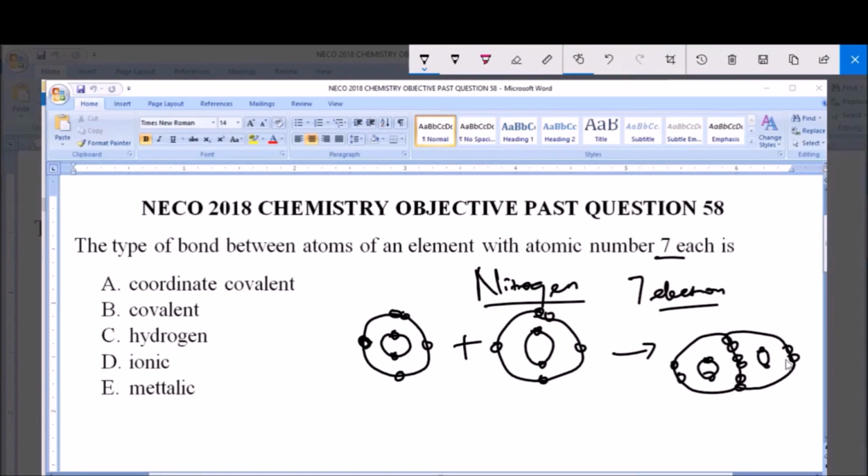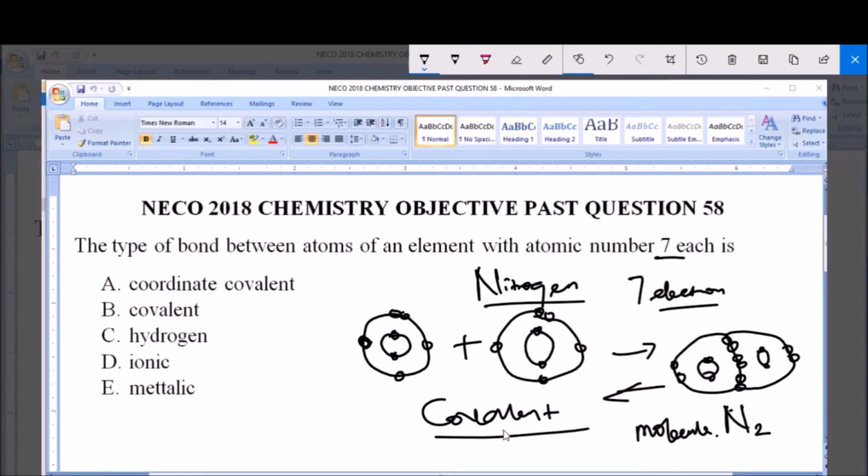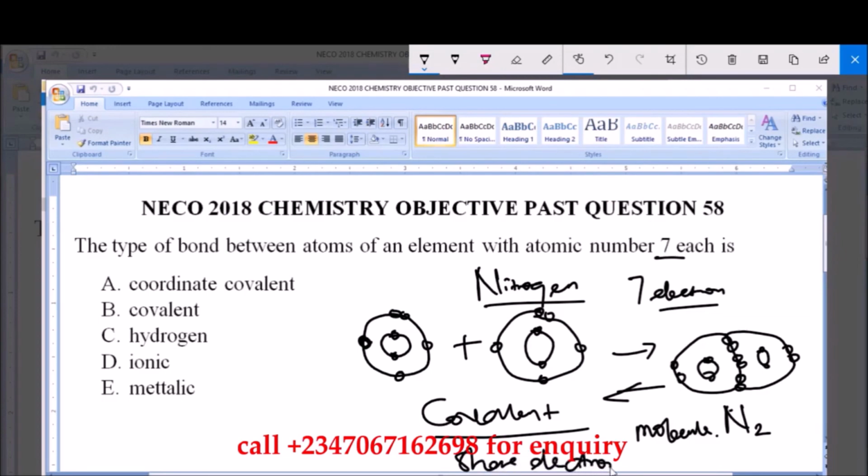So you've seen that they have a stable octet structure now, because this one is completely shared, that is paired. This is also paired, and paired. So having 8 electrons on its outermost shell, and the same too for this one, having 8 electrons on its outermost shell. So we can now call this the nitrogen molecule. Now this type of bonding is what we call covalent bonding, because covalent bonding is a type of bonding whereby the atoms involved share electrons. They share their electrons.